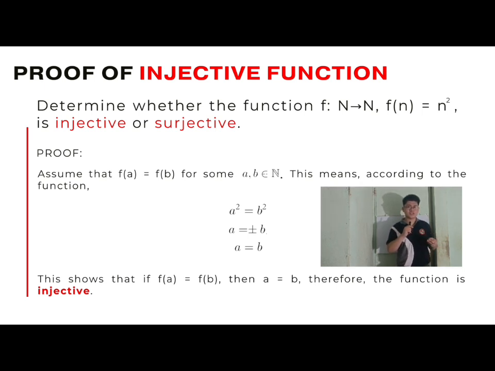Therefore, f of a is equal to f of b becomes a squared is equal to b squared. Taking the square root of both sides becomes a is equal to negative or positive b. However, the domain and range are natural numbers. Therefore, our a and b should be non-negative, so we will ignore negative b. This remains as a is equal to b. This shows that if f of a is equal to f of b, then a is equal to b. Therefore, the function is injective.